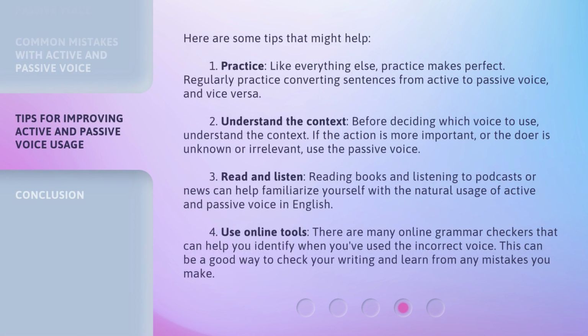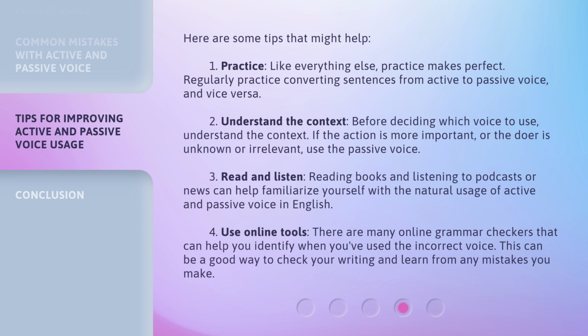Here are some tips that might help. 1. Practice. Like everything else, practice makes perfect. Regularly practice converting sentences from active to passive voice, and vice versa. 2. Understand the context. Before deciding which voice to use, understand the context. If the action is more important, or the doer is unknown or irrelevant, use the passive voice.